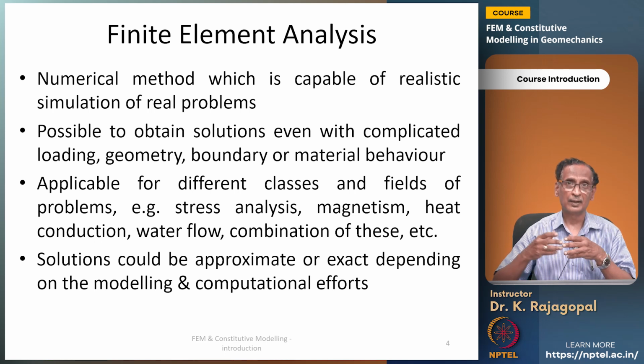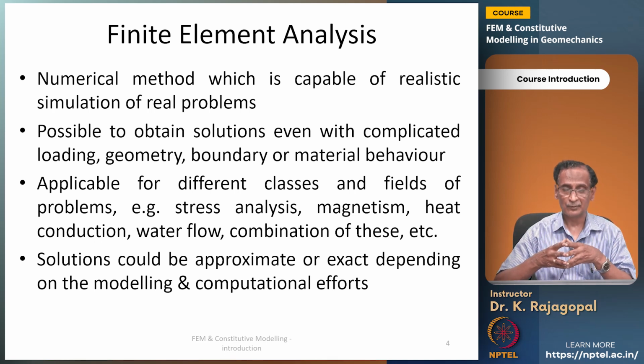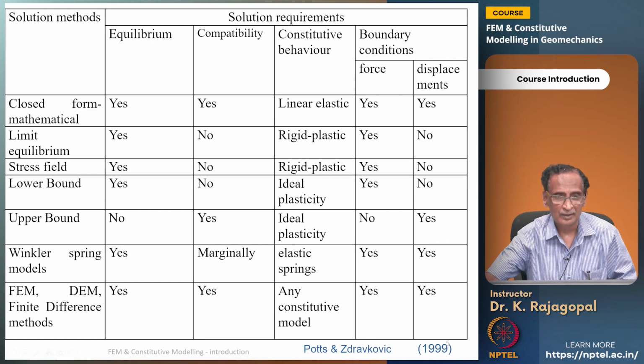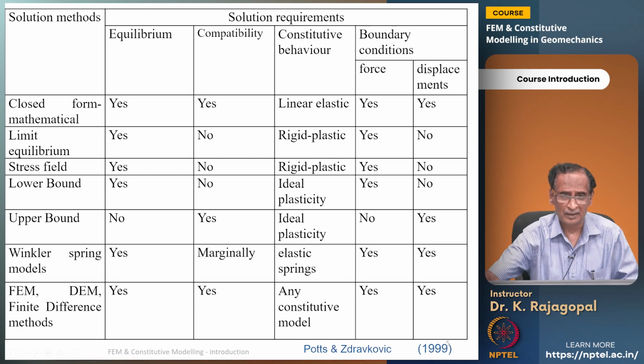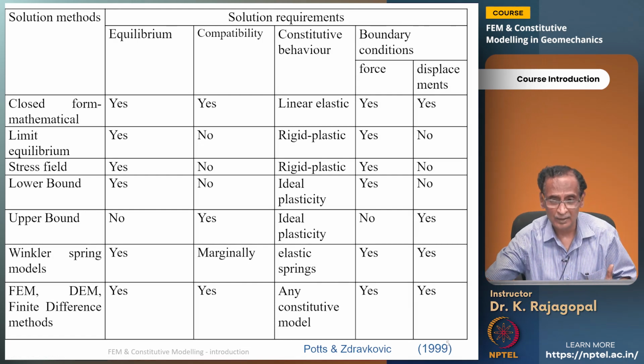If you are willing to spend a lot of time on developing a more detailed model, then we can have more accurate results. At the same time, we will be spending more time on the computations, both time and effort. If you are willing to spend that, we can get better results. Okay. And this table shows the different methods of analysis, and what are the different conditions that we satisfy.